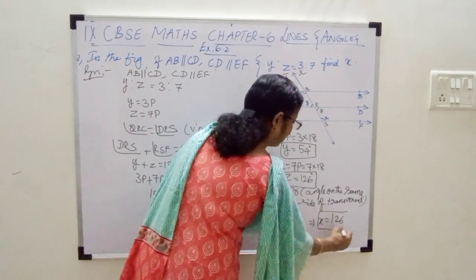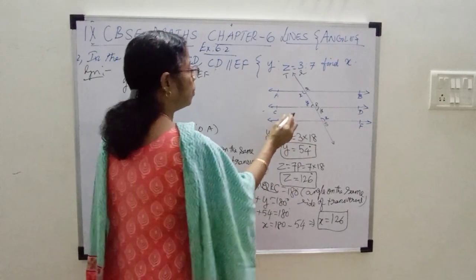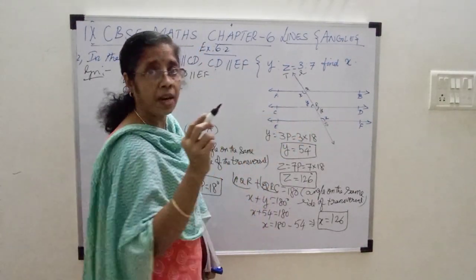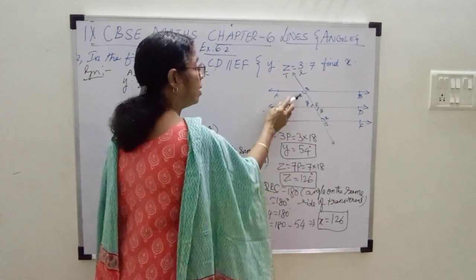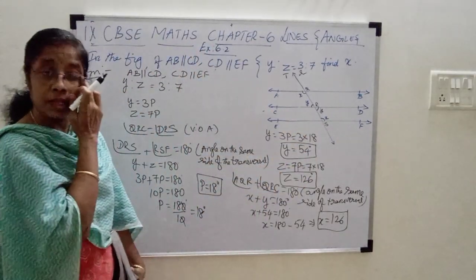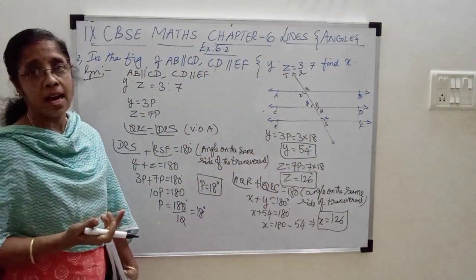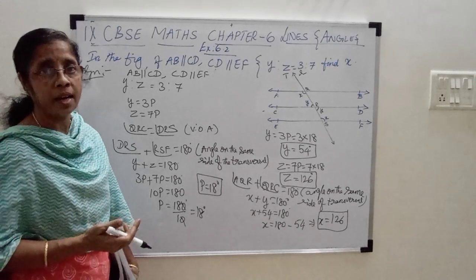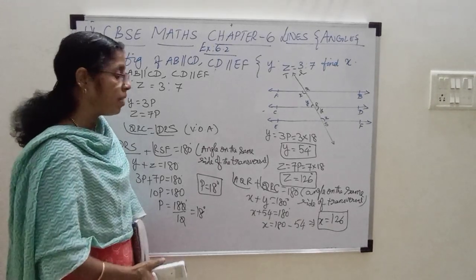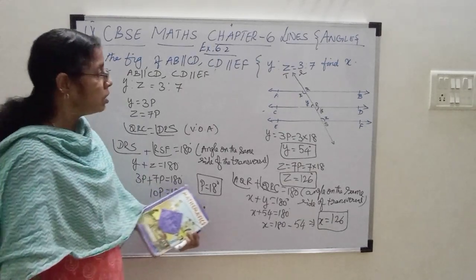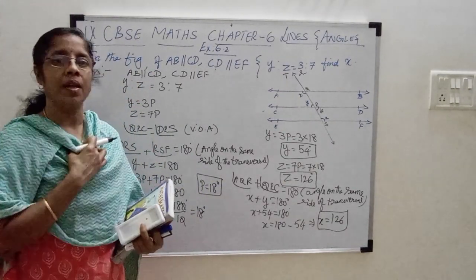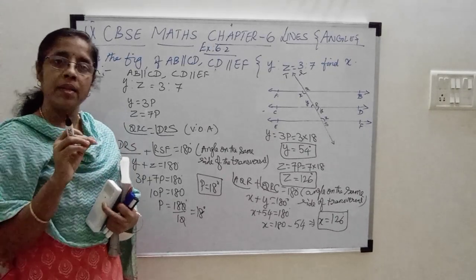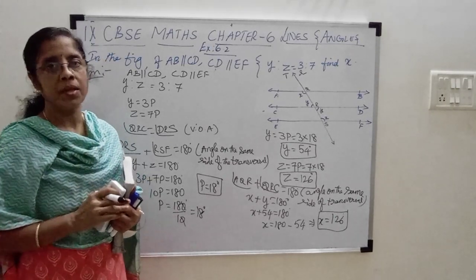In other words, in simple words, I told you X and Z are equal, right from the beginning. So if Z is equal to 126, X is also equal to 126. Reason is alternate angles. That's all. Alternate interior angles. Okay. You can make use of that reason also. It depends on your creativity. Just think of the axioms and do the sums. Okay. Thank you.